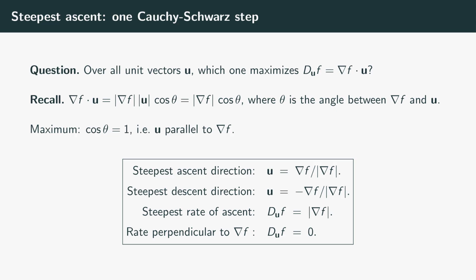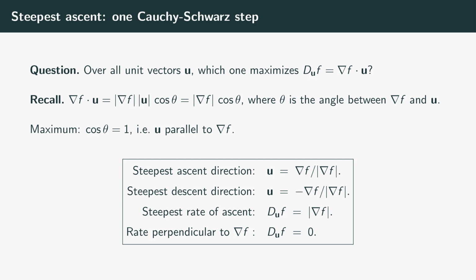Now the headline theorem. Among all unit directions u, you can pick which one makes the directional derivative largest. In other words, which way is uphill the fastest. We just said the directional derivative is del f dot u. The dot product geometry from episode 2 tells us del f dot u equals the magnitude of del f times the magnitude of u times cosine theta, where theta is the angle between del f and u.